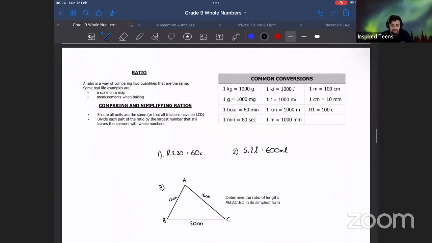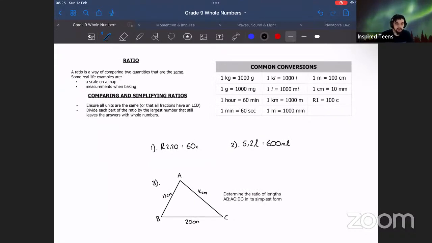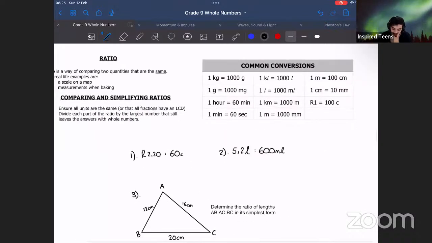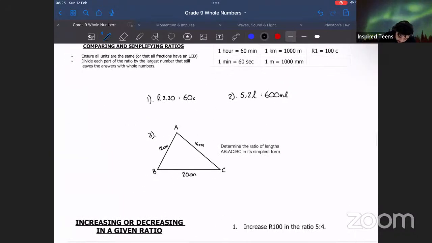To ratio. Again, revision of grade 8 for the most part, but it's compulsory for your year as well. So the first thing we're going to talk about is ratio. A ratio is a way of comparing 2 quantities that are the same. Comparing and simplifying ratios: ensure all units are the same, or that all fractions have a LCD. Divide each part of the ratio by the largest number that still leaves the answer with whole numbers. So let's go and do a few examples. That's the best way to practice.